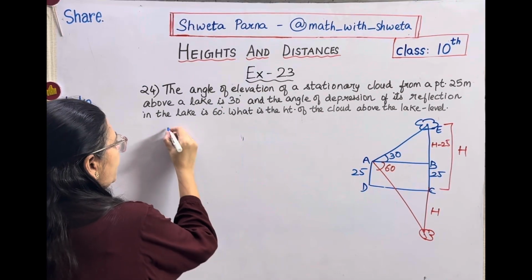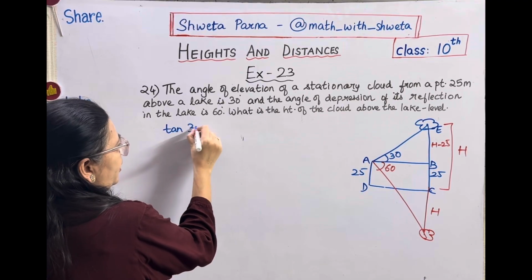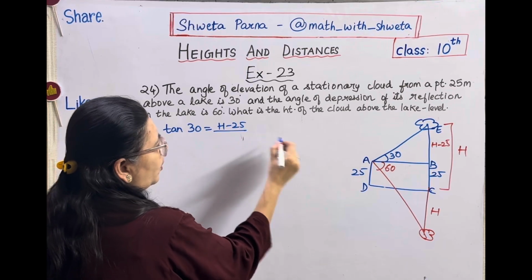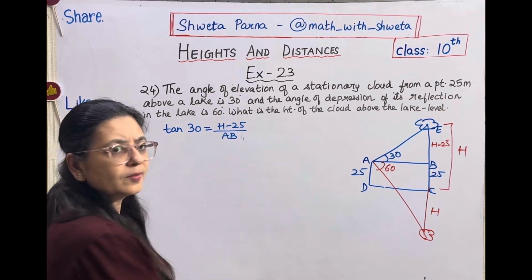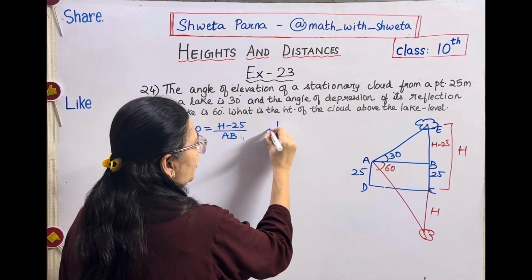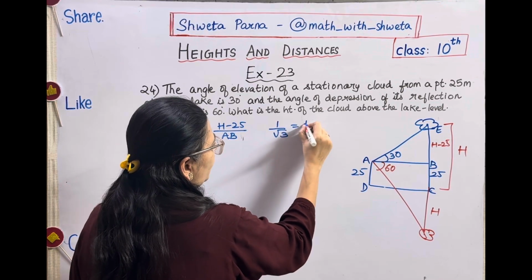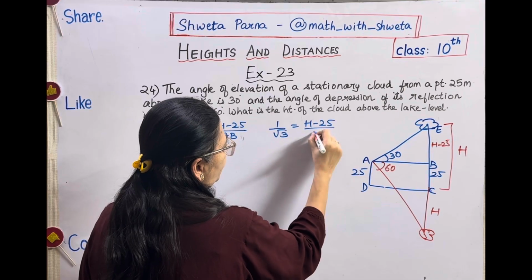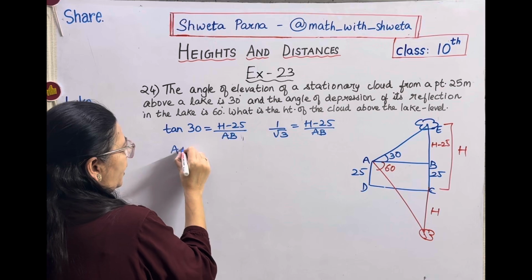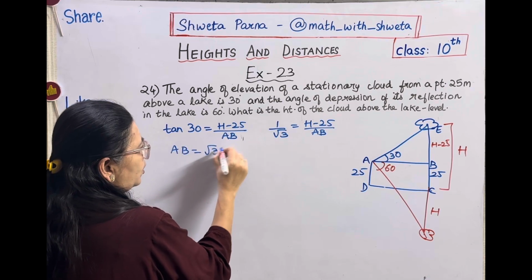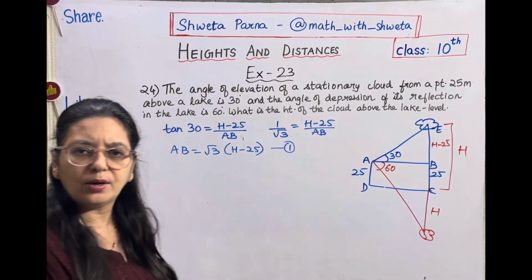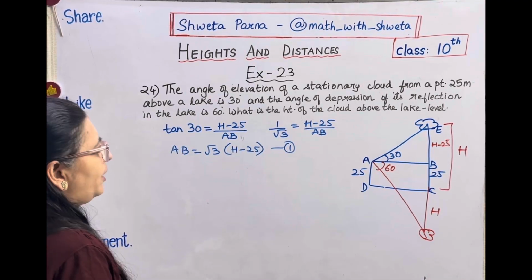Okay. So first tan 30. Tan 30 is h minus 25 upon AB. Correct? Opposite upon adjacent. What is the value for tan 30? 1 upon root 3 is equal to h minus 25 upon AB. So cross multiply. So you will get AB is equal to root 3 into h minus 25. This is the first part that I got. Okay. Now the next one.